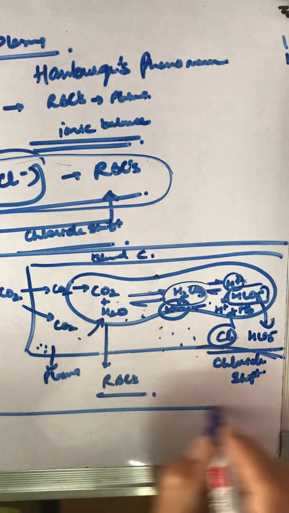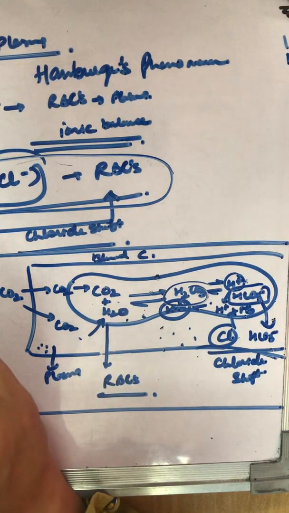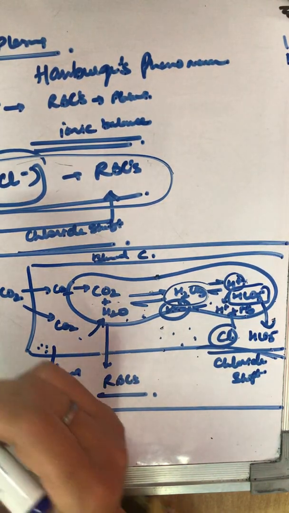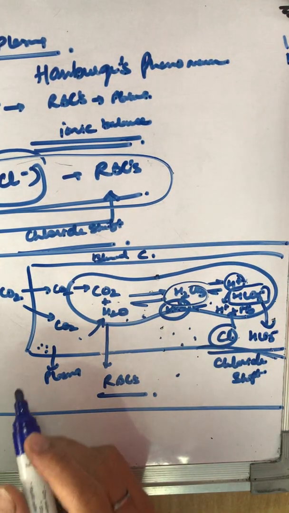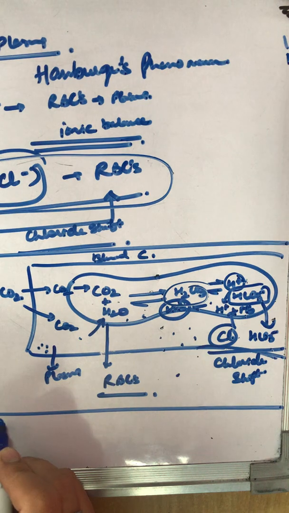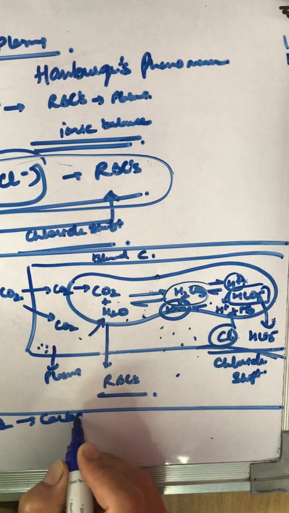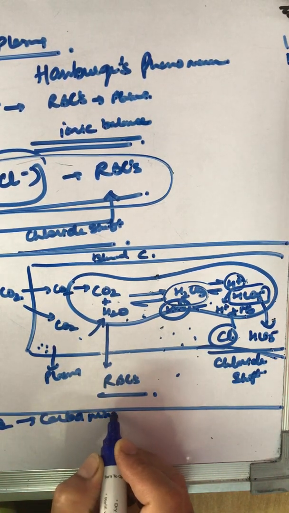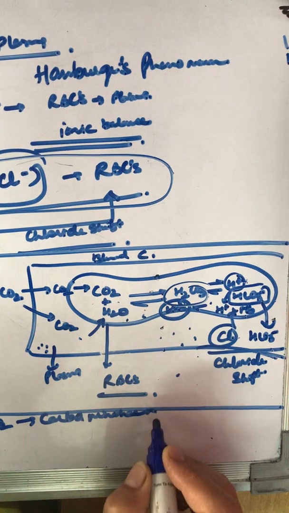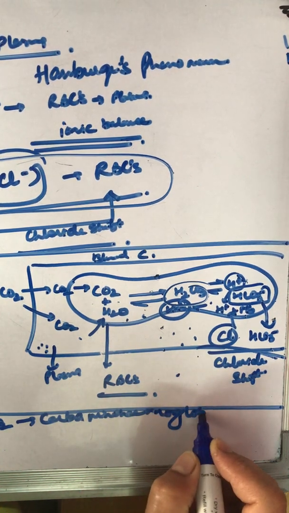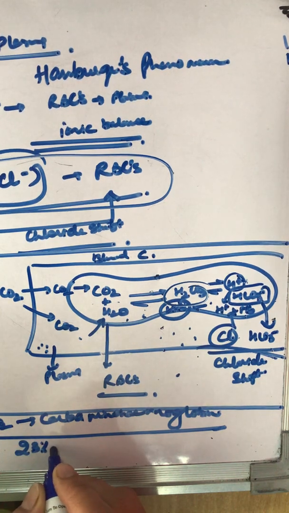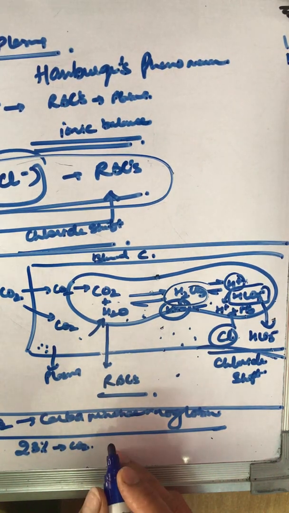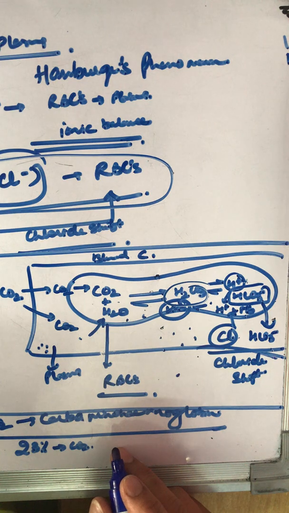The third is carbaminohemoglobin. The first one we have done is CO2 in dissolved form, the second one is as bicarbonate ion, and the third one is transport of CO2 as carbaminohemoglobin. And only about 23% of CO2 is carried by Hb as carbaminohemoglobin.